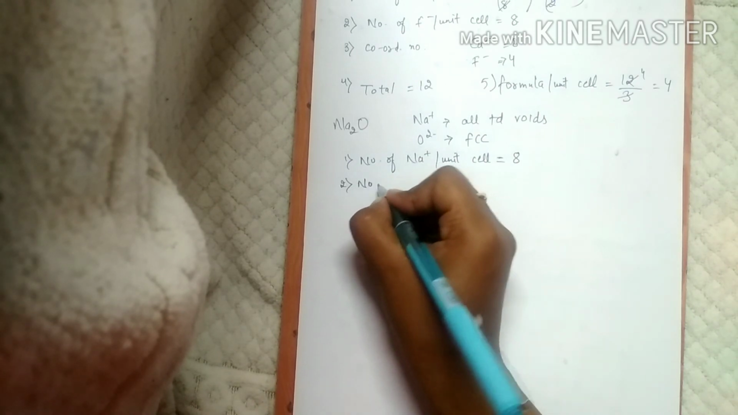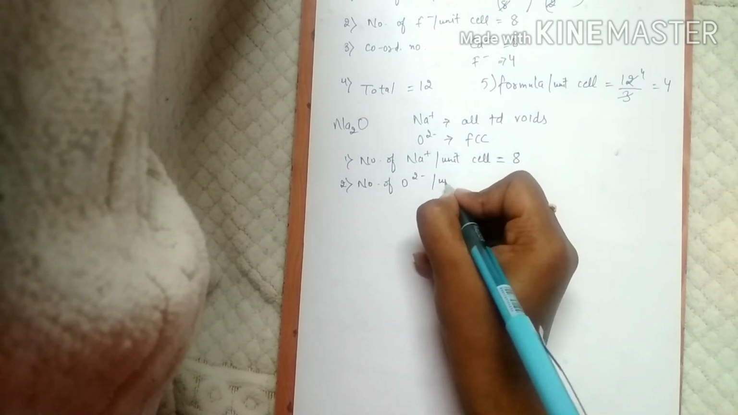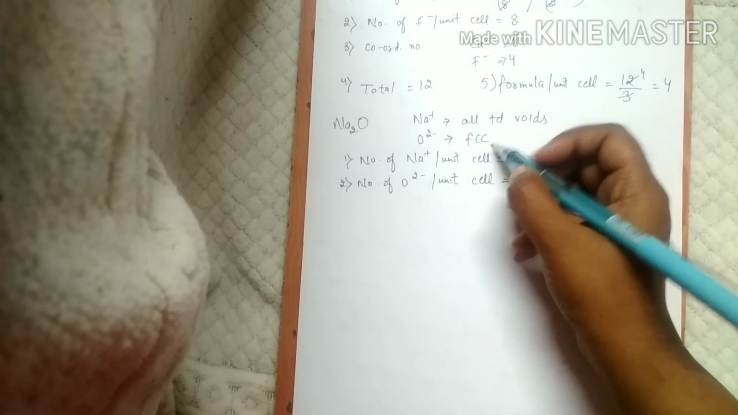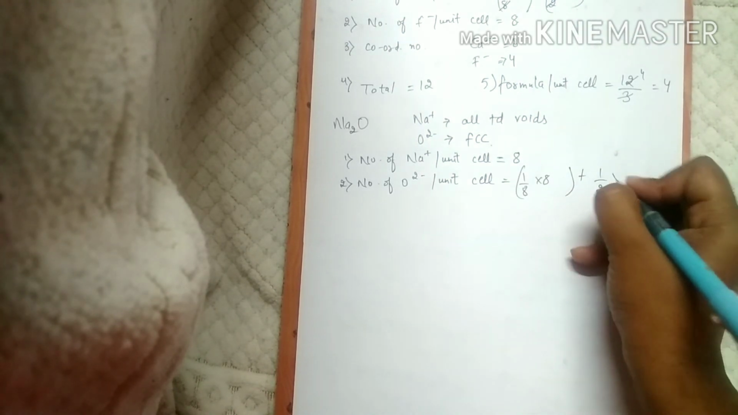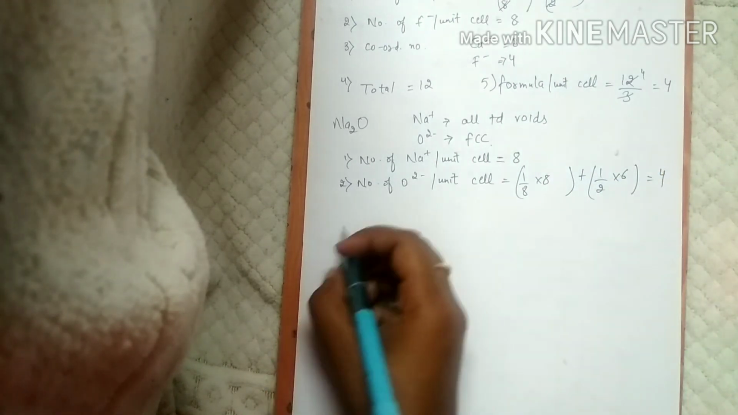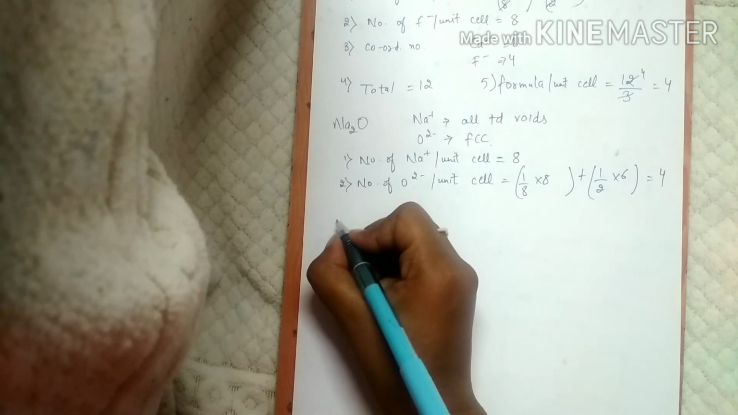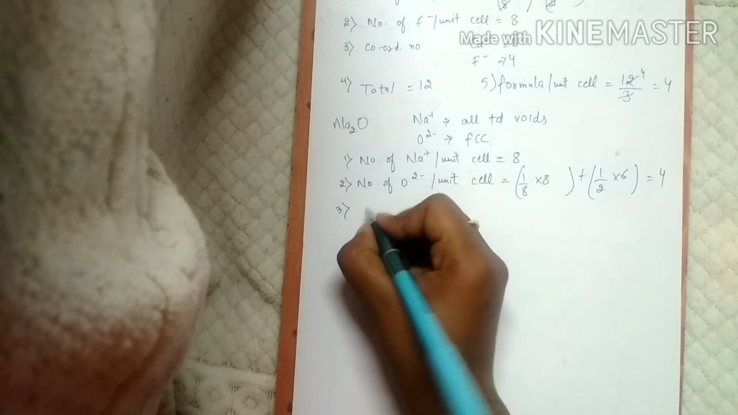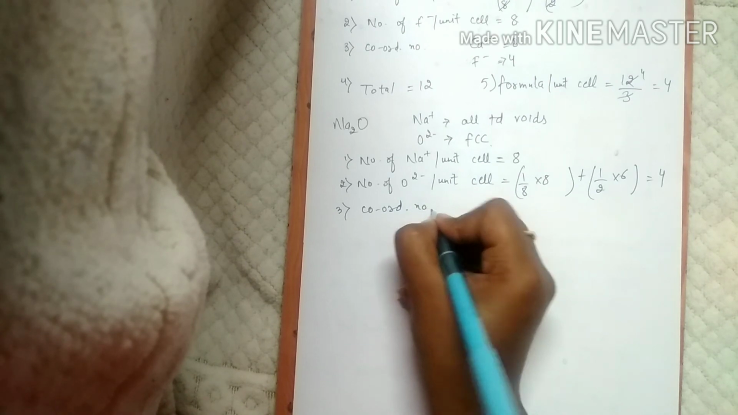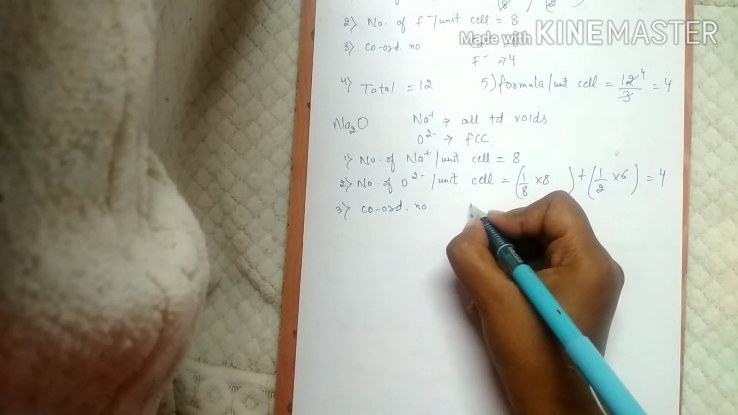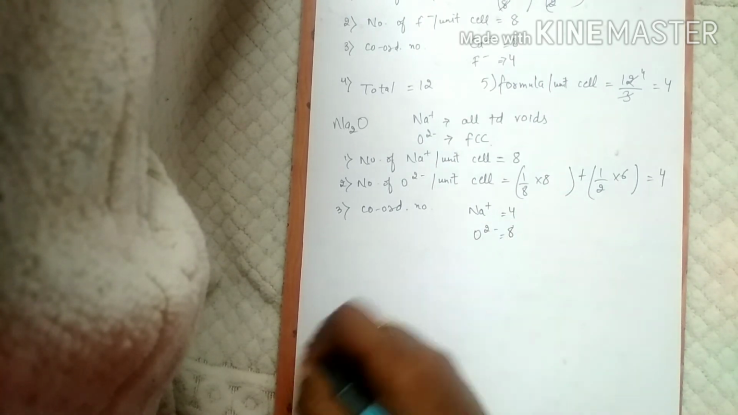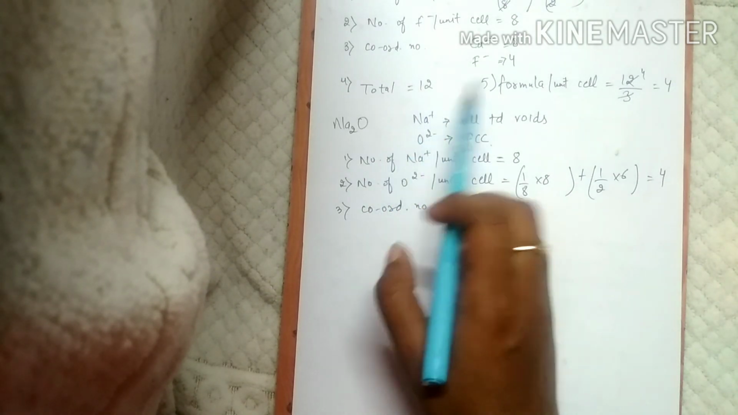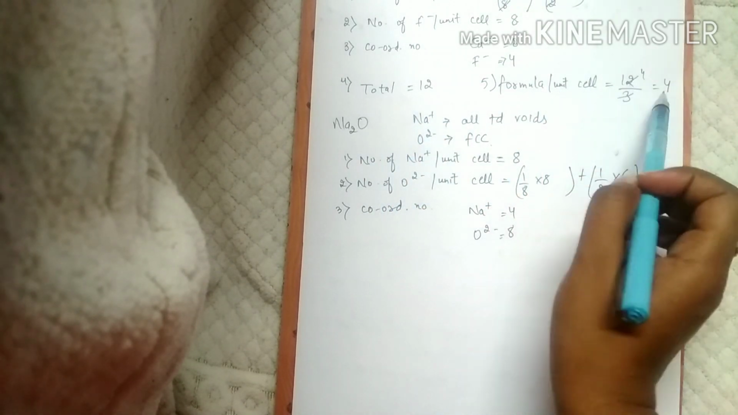Second is the number of O2- per unit cell. See, it is occupying FCC, so same as Ca2+, 1/8 into 8 plus 1/2 into 6 comes out to be 4. This is just the inverse of this one. Now the coordination number will also be inverse. The coordination number of Na+ will be 4 and O2- will be equal to 8. The total number of atoms will be 12. The formula per unit cell will also be the same.